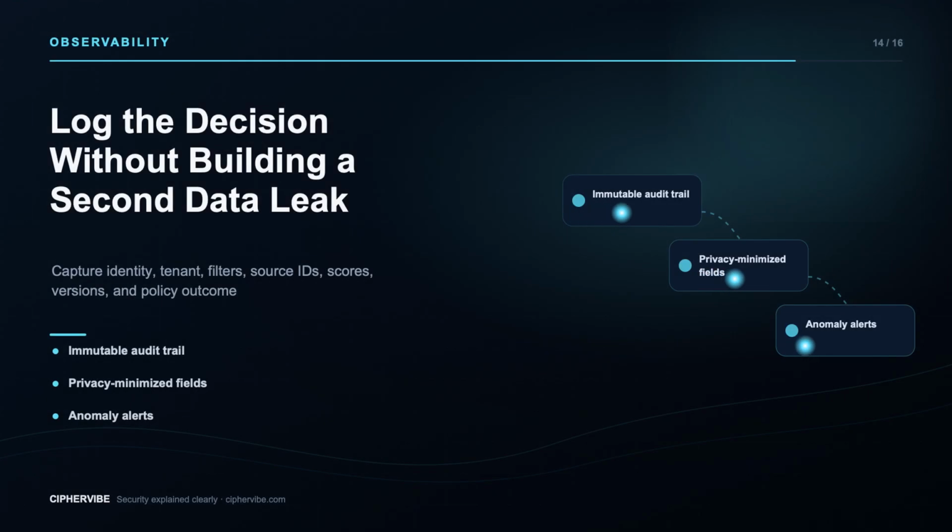A useful retrieval log records the requesting identity, derived tenant, policy filters, selected source identifiers, similarity scores, embedding and index versions, and allow or deny decision. Avoid copying full sensitive chunks into every log. Alert on missing filters, cross-namespace attempts, unusual query volume, bulk export, sudden source growth, and retrieval drift.